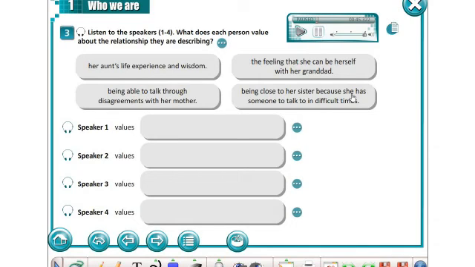Okay. What does speaker 1 value? Yes, the feeling that she can be herself with her granddad. Okay, let's continue. Speaker 2.